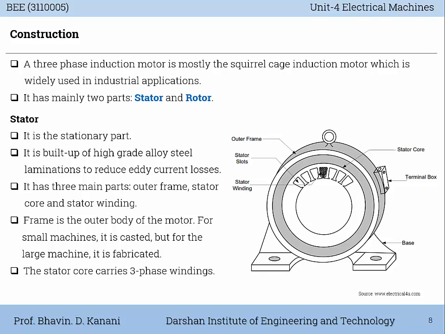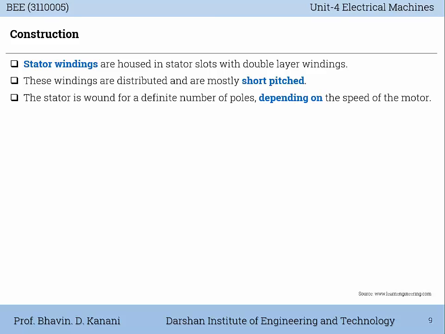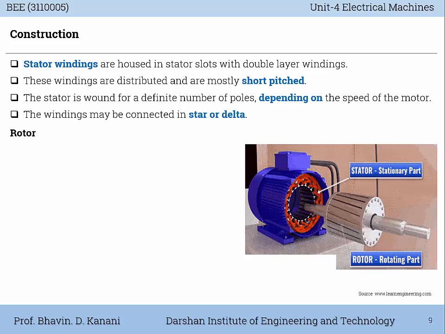The stator core carries three-phase windings. It is built up of high-grade steel stampings. Stator windings are housed in stator slots with double layer windings. These windings are distributed and are mostly short pitched. The stator is wound for a definite number of poles depending on the speed of the motor. The windings may be connected in star or delta.